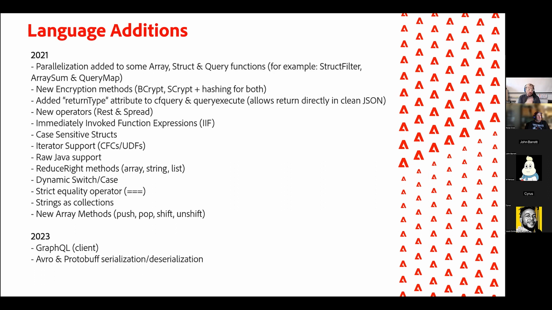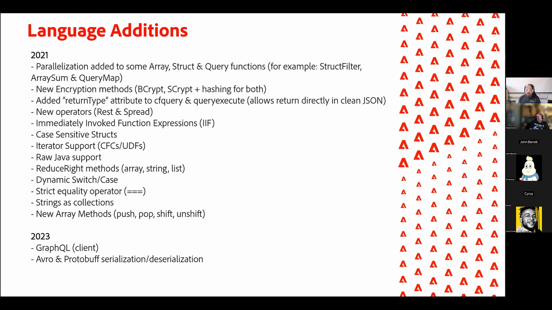Okay, reduced write. So we added reduced write methods to arrays, strings, and lists. It's a reduce that starts from the right and goes to the left. That's all that is. Dynamic switch case, which I actually didn't realize was not a thing until it came out in 2021. I guess I had never thought to do it. And then I said, oh wait, that didn't work before, but apparently no, it didn't. So that's pretty cool.